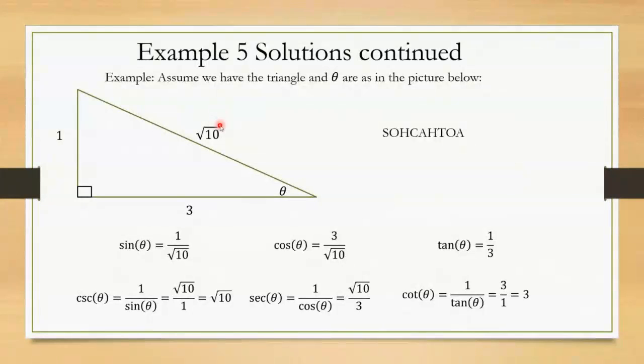So now that we know the third side, we can get all the trig functions. We know tangent already, that was given. Sine of theta, we know, is opposite over hypotenuse. So sine of theta is 1 over radical 10.